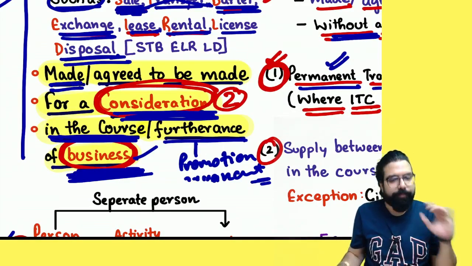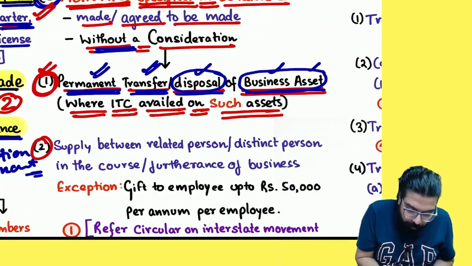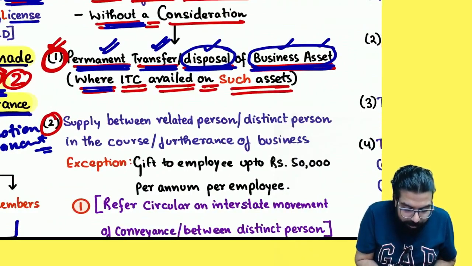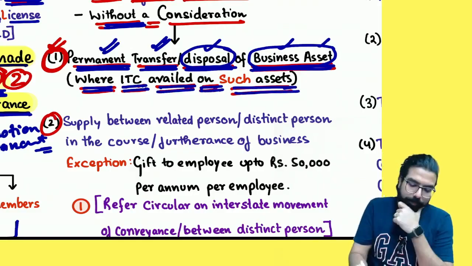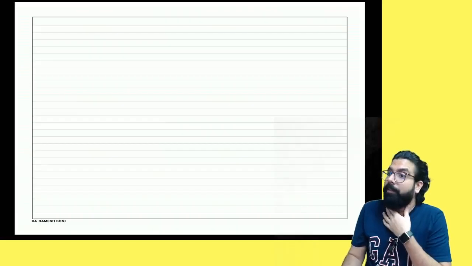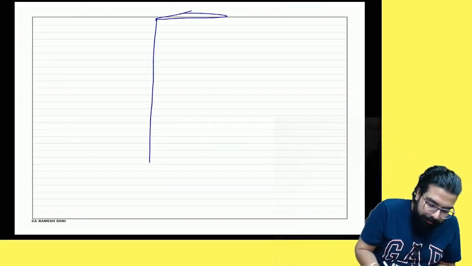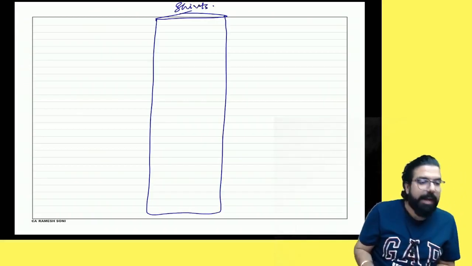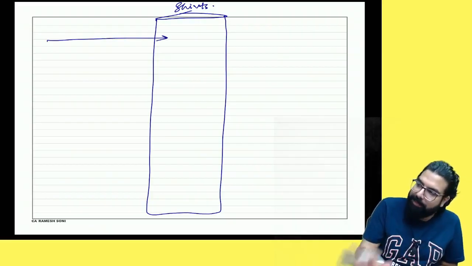Sure, everyone. Now we are going to talk about which one? Permanent transfer or disposal of a business asset where ITC has been availed on such asset. What do you mean by this? Chalo, I'll give you one example of this. Understand, listen. For example, I am a dealer in shirts. I buy shirts and I sell shirts.